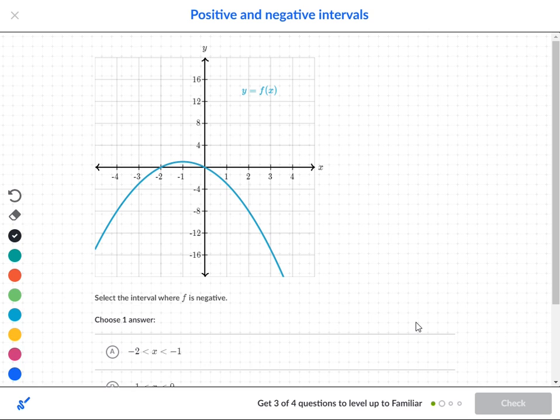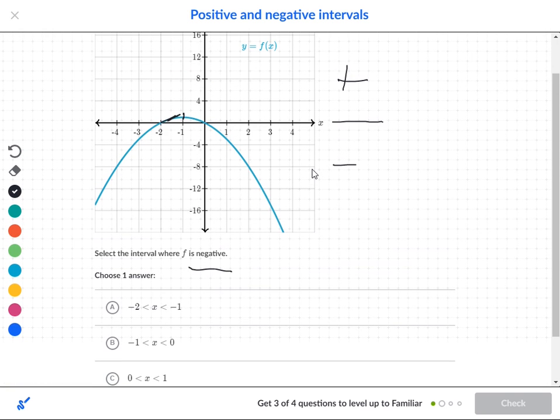Okay, on this graph here, we want to figure out which ones are negative. Again, anything above the x is positive, anything below the x is negative. In this case, we want only the negative. So we have negative 2, which is here, to negative 1, which is there. You see this is above this line here, so that's positive. So A is no good.